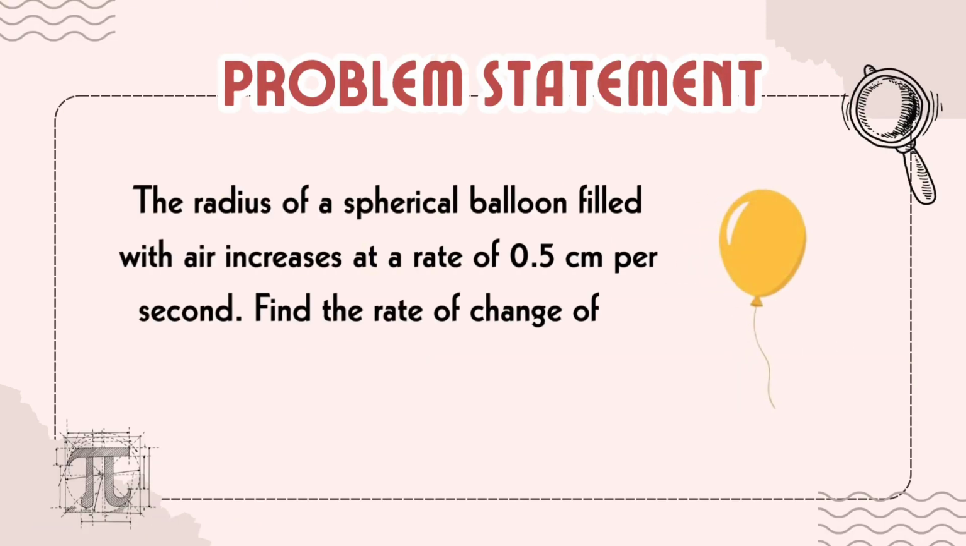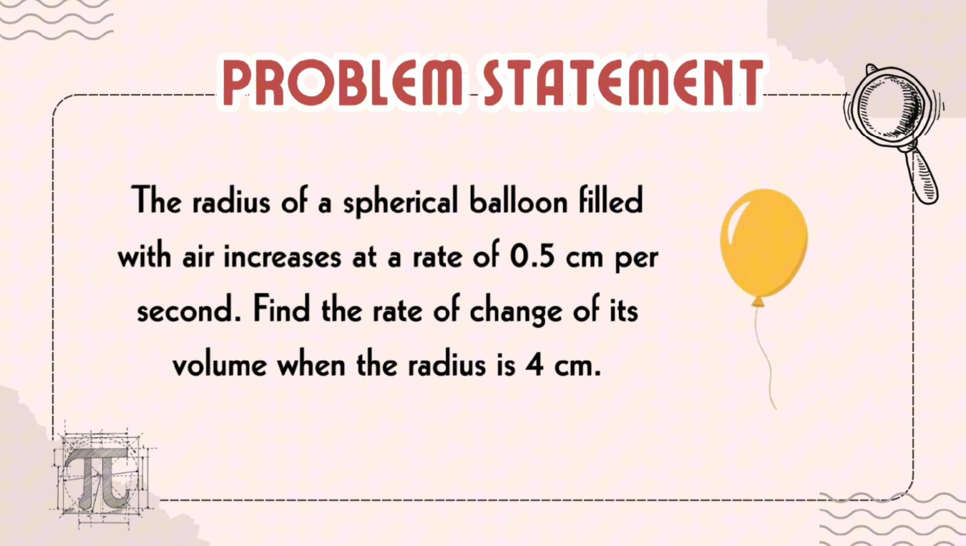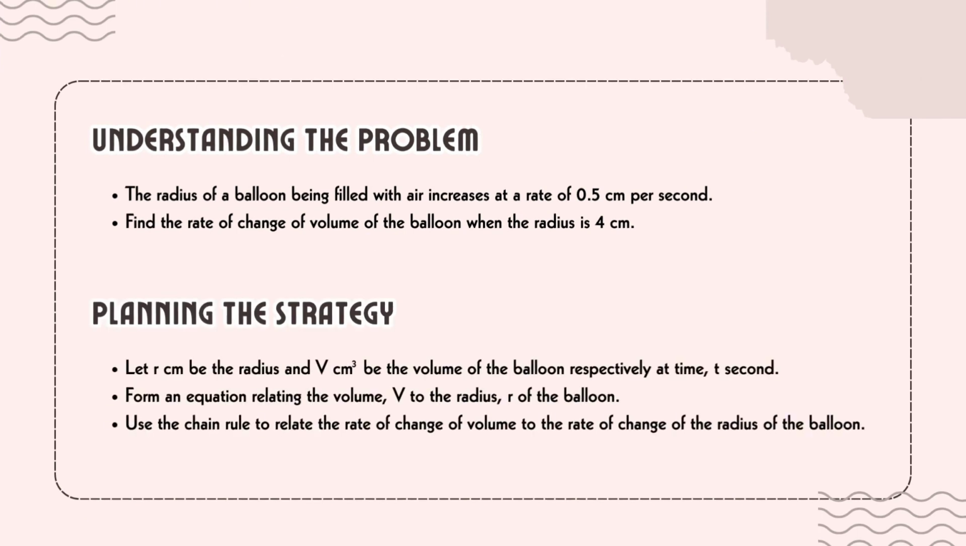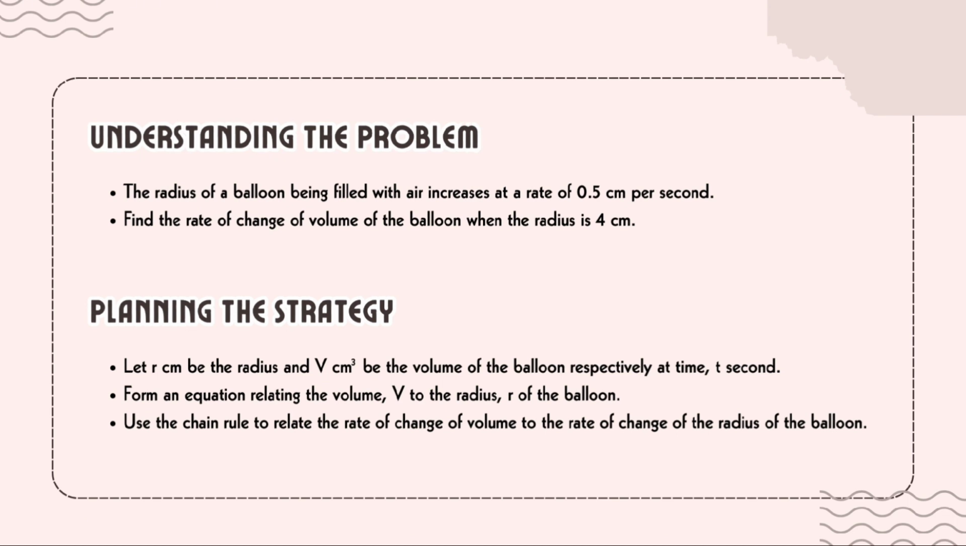Problem statement. The radius of a spherical balloon filled with air increases at a rate of 0.5 cm per second. Find the rate of change of its volume when the radius is 4 cm. Before we start, we need to understand the problem. The radius of a balloon being filled with air increases at a rate of 0.5 cm per second. Find the rate of change of volume of the balloon when the radius is 4 cm. Second, we need to plan the strategy by letting r cm be the radius and V be the volume of the balloon respectively at time t seconds.